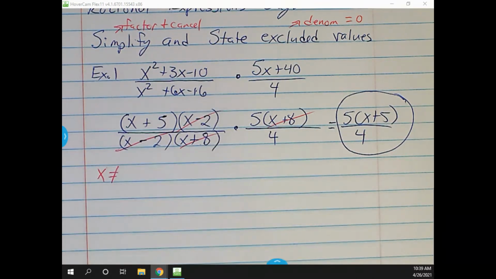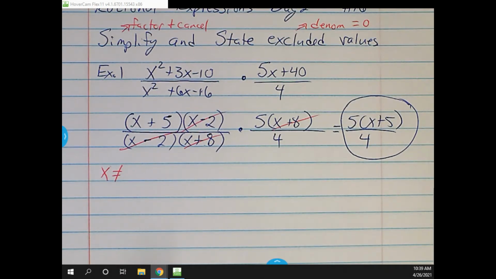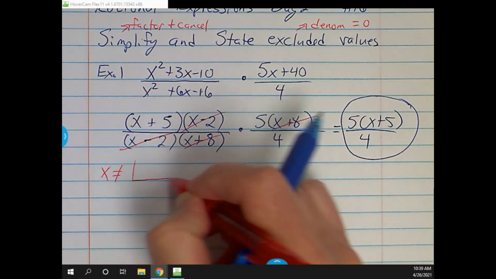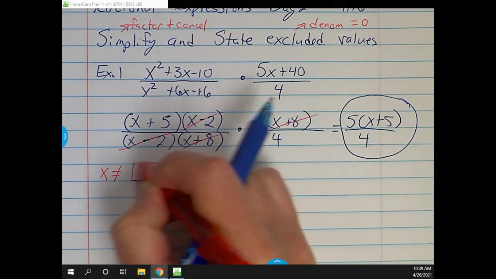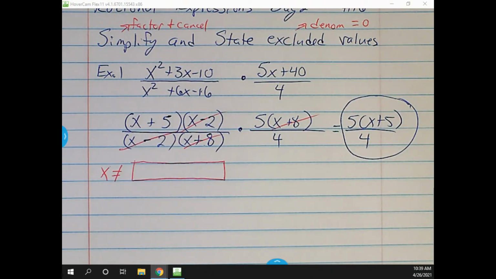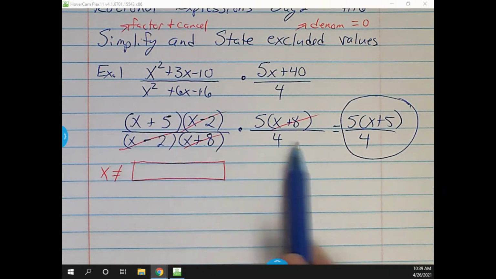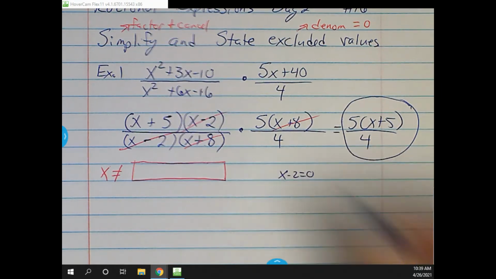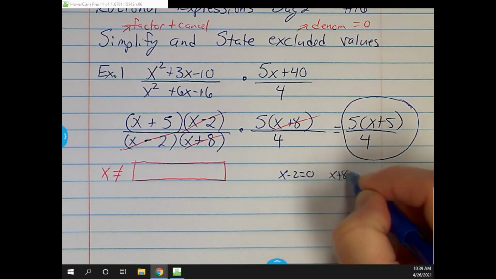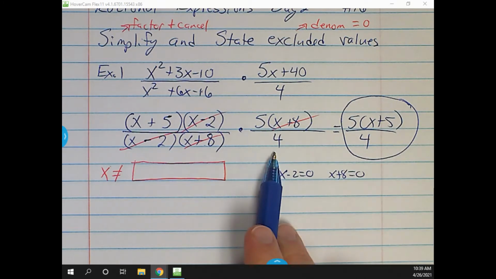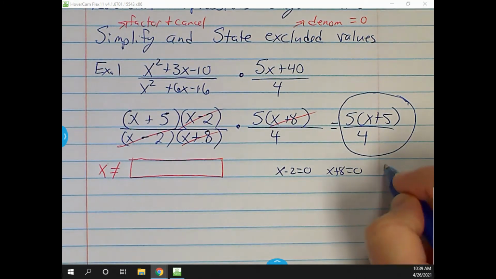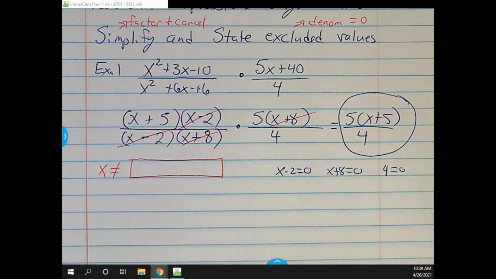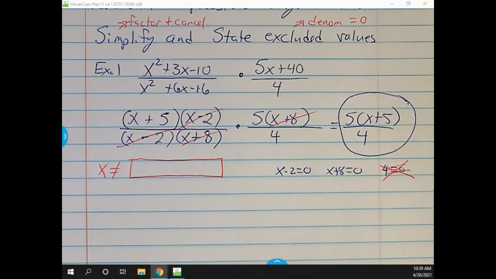Okay. As far as excluded values go, this is where they'll give you the x not equal to, and then they'll just give you a big box at the end and tell you to go back and plug in the numbers for this one. That's where you take every single denominator that you have that's factored out and set all those equal to 0. Now, the one thing you don't have to do is if you have a number, you don't have to worry about it because if you set 4 equal to 0, that doesn't make any sense anyway. So, that's that.